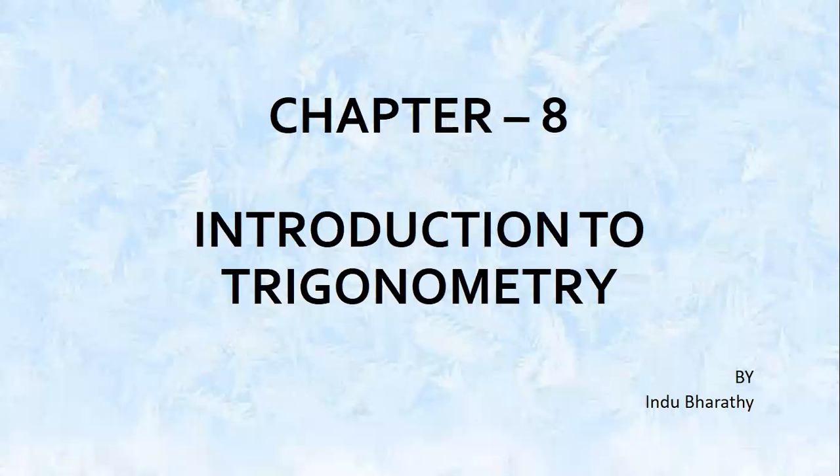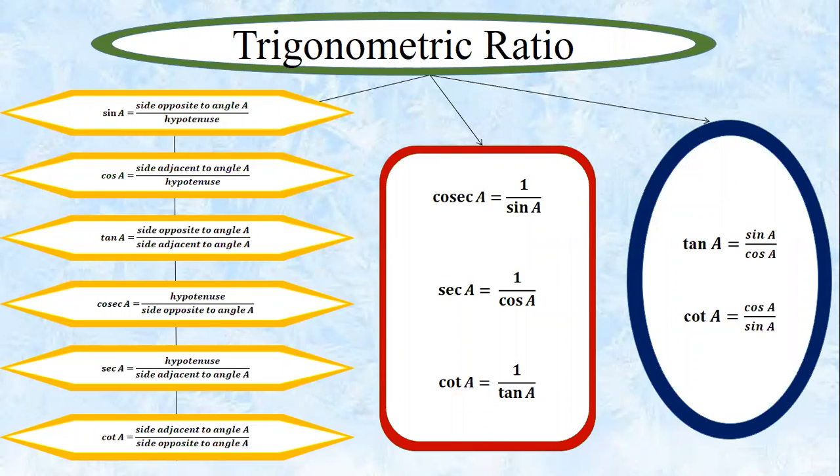Good morning. In this video, we are going to continue with Chapter 8 Introduction to Trigonometry. We have already seen in the previous videos the formula for all six trigonometric ratios: sin A, cos A, tan A, cosec A, sec A, and cot A. We have also seen the reciprocals of the ratios: sin A and cosec A, cos A and sec A, tan A and cot A. We have seen another special formula for tan A and cot A. Tan A is sin A by cos A and cot A is cos A by sin A.